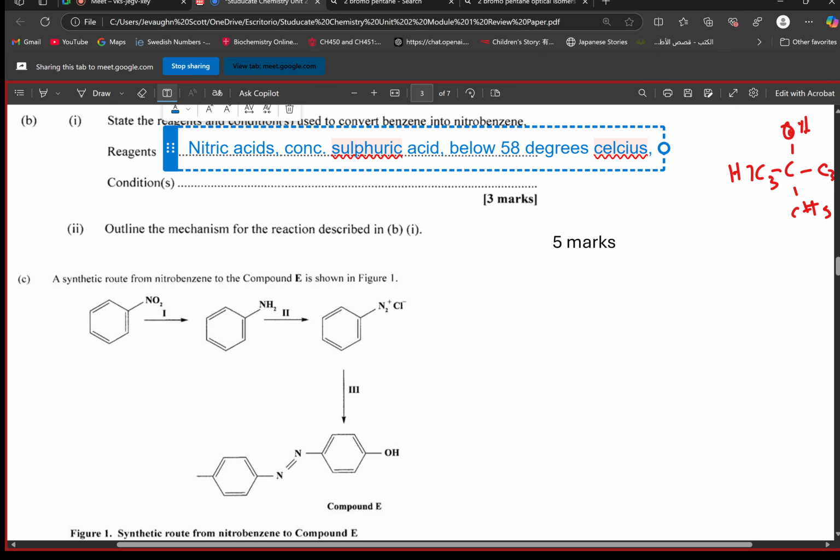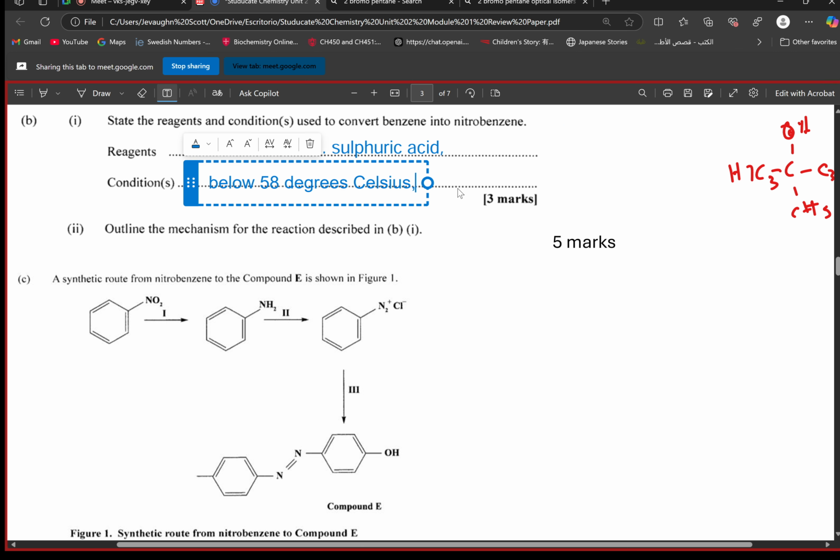That's not Celsius. Why did it autocorrect the wrong spelling of the word Celsius? All right, so I have that there. Oh, sorry, this must be the conditions. So it's literally nitric acid. That's the condition below. So looking at that as well, that's fine. Alrighty.